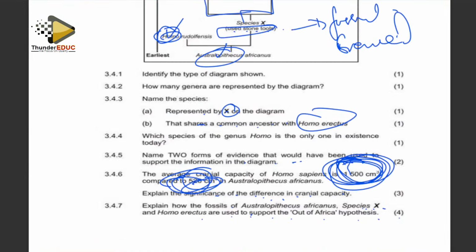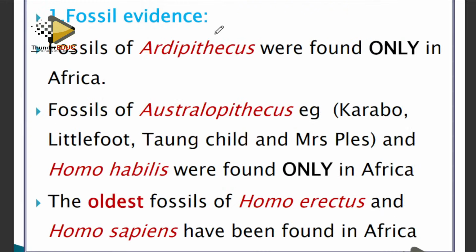They are asking how Australopithecus africanus, Homo habilis, and Homo erectus support the out of Africa hypothesis. You say this: Australopithecus africanus and Homo habilis were only discovered in Africa. The word "only" must be there. And Homo erectus, the oldest species, was discovered in Africa. That's it. Which shows that they originated from Africa and went to the rest of the world.